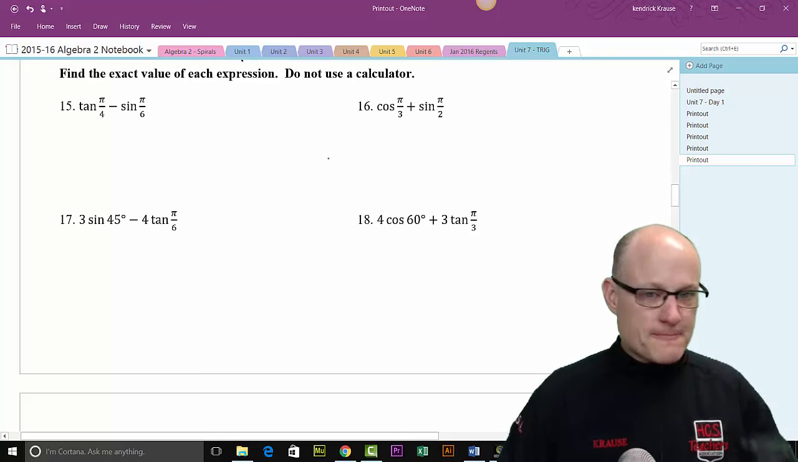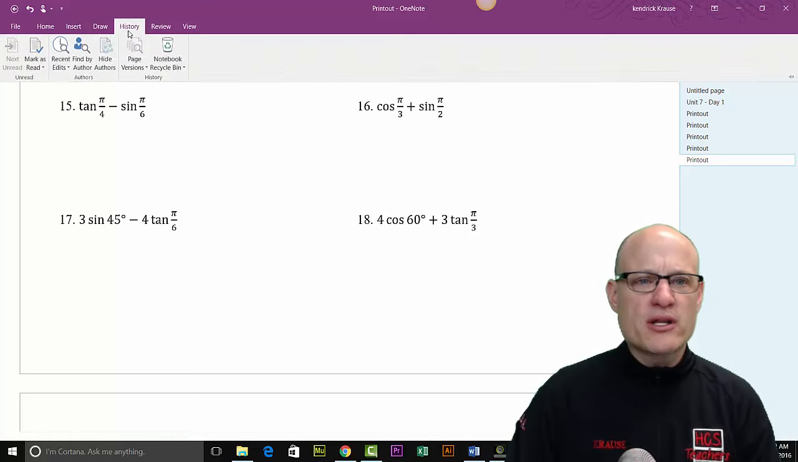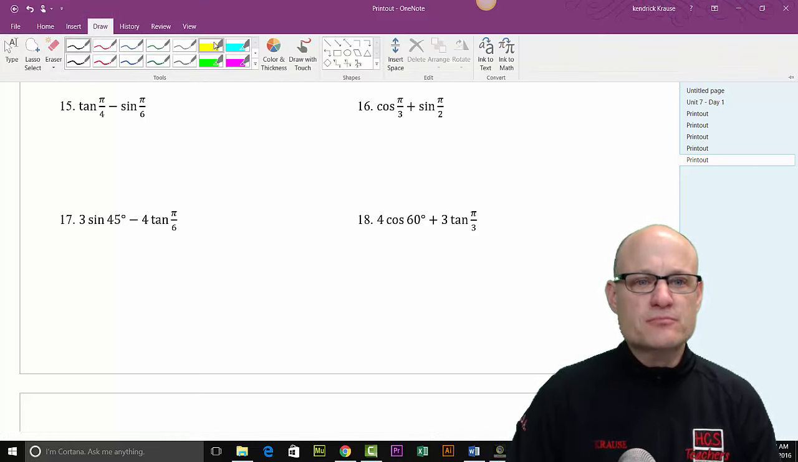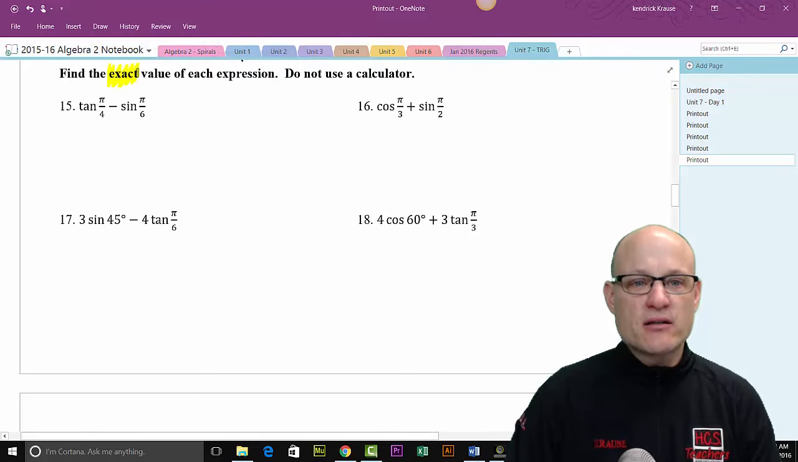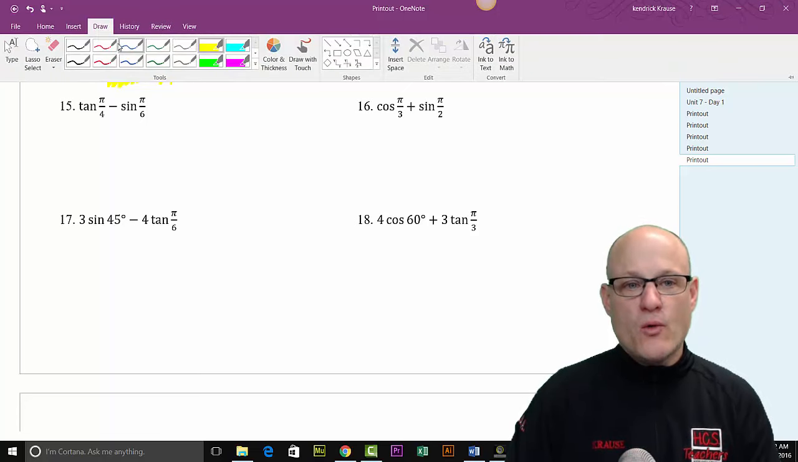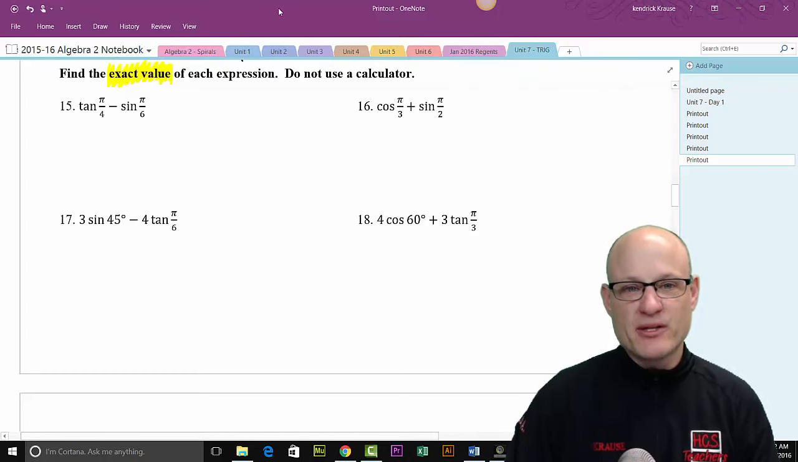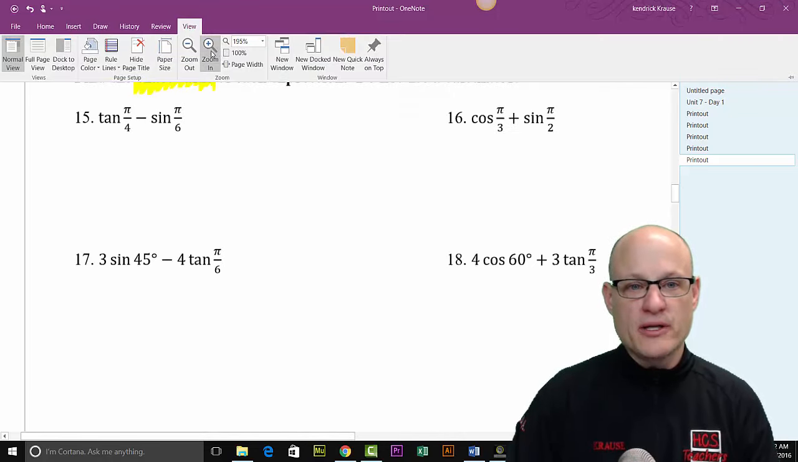The most important thing about this is exact value. Exact value to you means put your doggone calculator away, you lazy bum. That's what it means. That's all it means. So let's take a look at this.